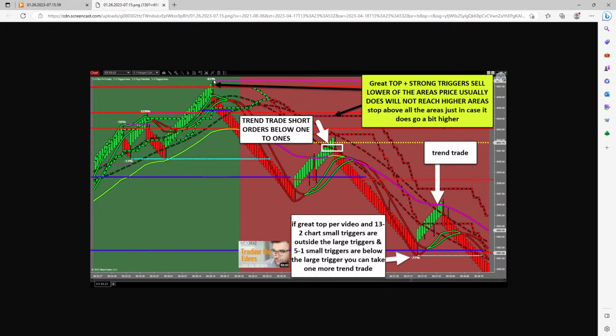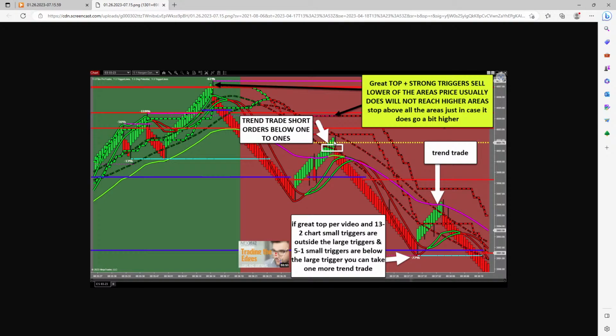If you have a really good top on all of your charts, you're going to get one more trend trade that's probably going to break a fib. Do you guys hear what I'm saying? This is the one trade that I see a lot of people skip.